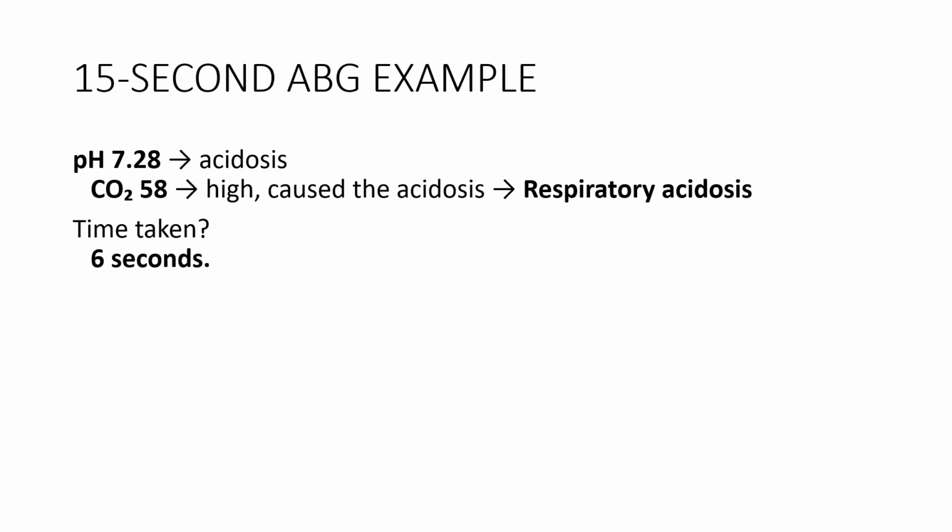Let's do one ABG in real time. If pH is 7.28, yes, it's acidosis. As a second step, look at the carbon dioxide level. Carbon dioxide is 58, so it's high. Yes, it has caused acidosis. So the diagnosis is respiratory acidosis. Time taken around 6 seconds. This cheat code works every single time.